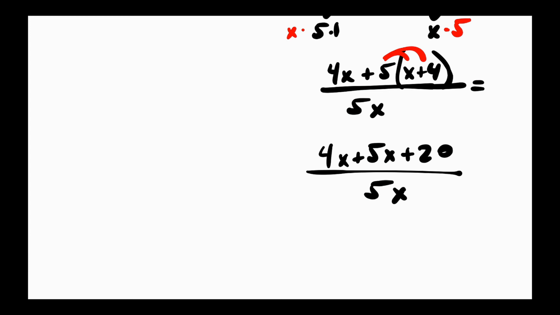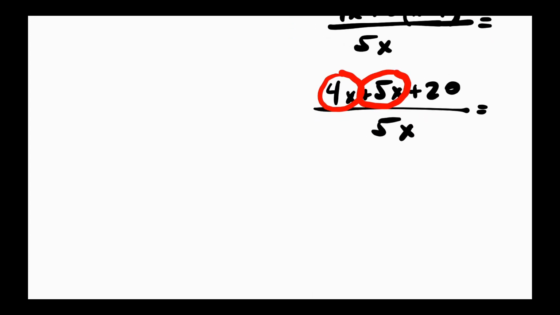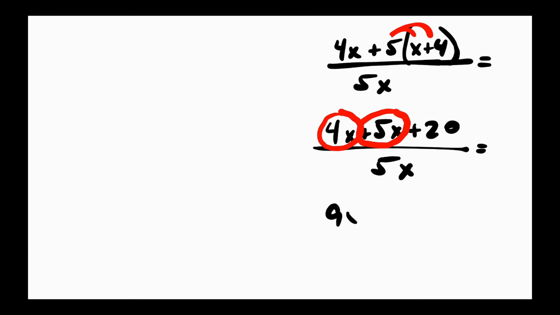And then the last step that you did on your quiz problem was combine like terms, right? So we get 9x plus 20 on top, 5x on the bottom, and we were done. You were done. That was the end of that problem, all right? That's step 1. The difference today is that's step 1, but the rest of the steps are exactly the same.